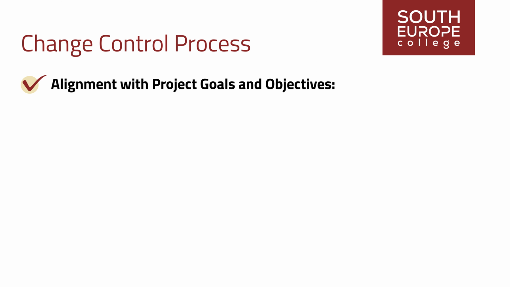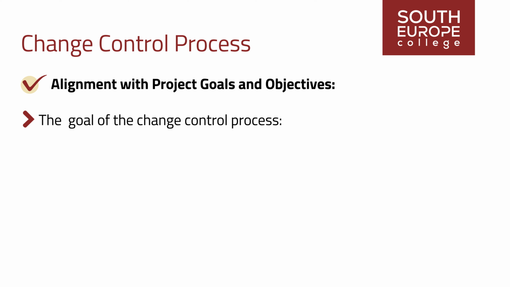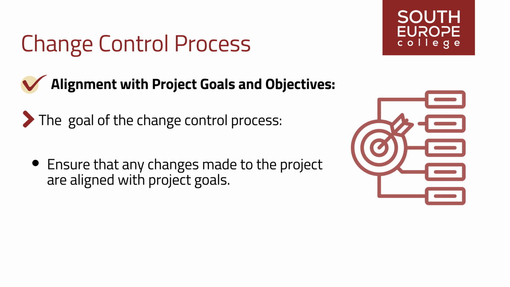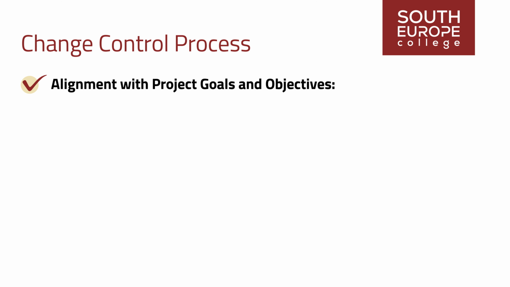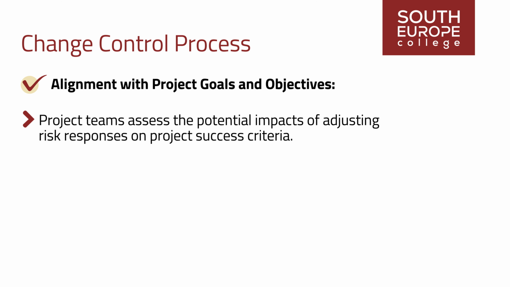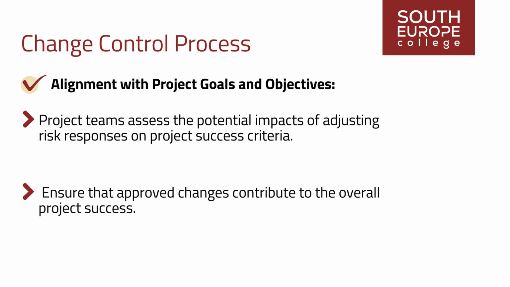Alignment with project goals and objectives. The overarching goal of the change control process is to ensure that any changes made to the project baseline are aligned with project goals, objectives, and stakeholder requirements. Project teams assess the potential impacts of adjusting risk responses on project success criteria and ensure that approved changes contribute to the overall project success.